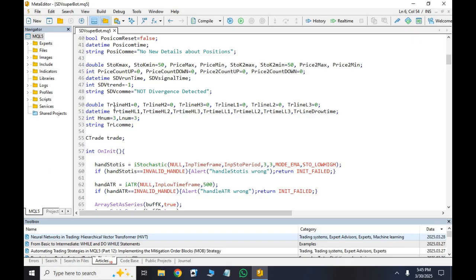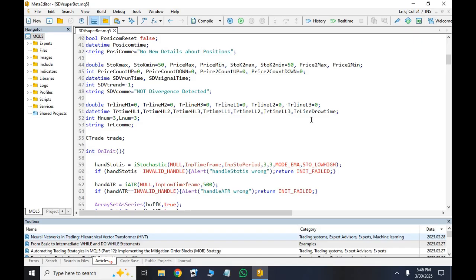For trend line, I want 6 global variables in double: trend line high value 1, high value 2, high value 3, and low 1, low 2, low 3. And for these 6 variables we want time also: high line 1 time, high line 2 time, high line 3 time, low line 1, low line 2, low line 3 time. I name them as these names for the time variables.